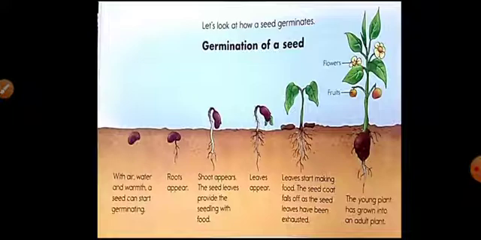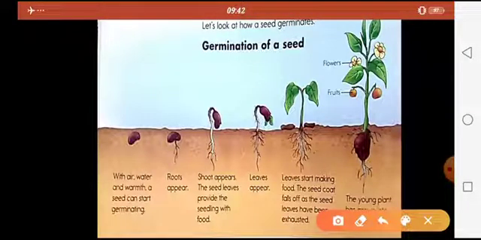After that, the roots appear. Take a look at the second picture. The roots appear. After the roots appear, the shoot appears. Now, the seed leaves provide the seedling with food. And then the leaves appear. Take a look here. The leaves appear.